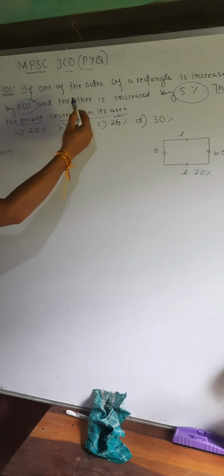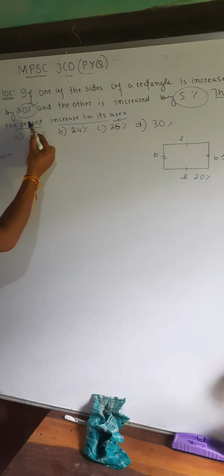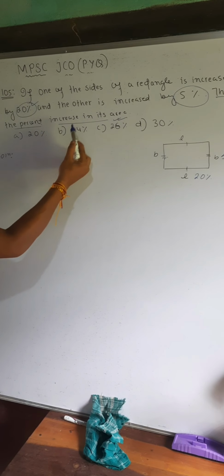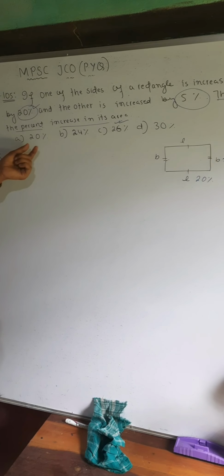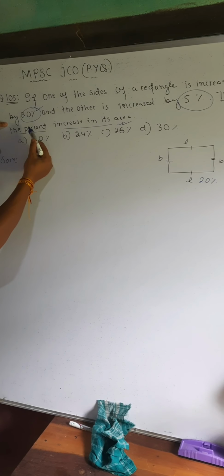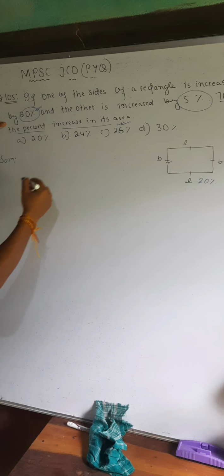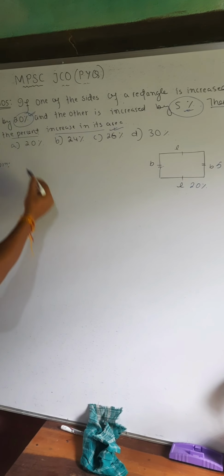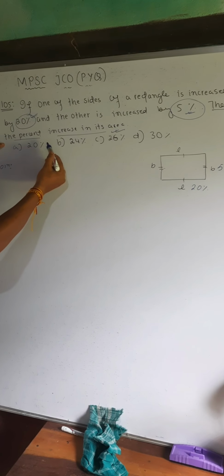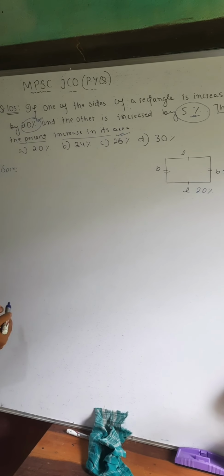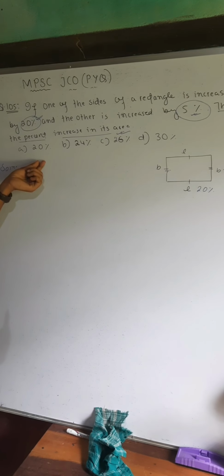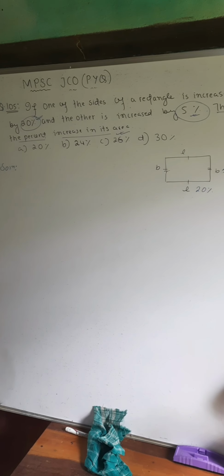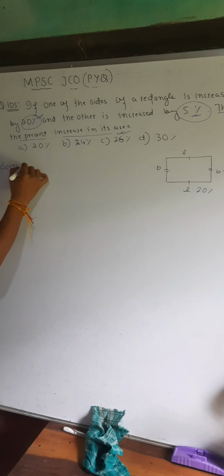If one of the sides of a rectangle is increased by 20% and the other is increased by 5%, then what is the percent increase in its area? What is given in the question is, length of a rectangle is increased by 20% and breadth of a rectangle is increased by 5%. Then what is the net percent change or increase in its area? We need to find net percent change in its area. So this question we can solve by using formula.